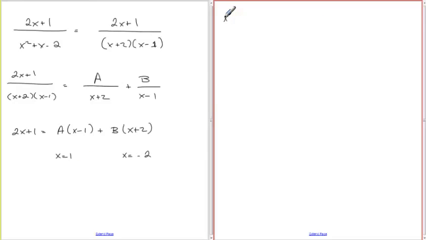So let x equal 1. So we get 2 times 1. Okay, so I have to put 1 in there. And then we have a times 0 plus b times 1 plus 2. And so this is 4, and that's 3, sorry. 2 plus 1 is 3. 3b. So b in this case is positive 1. The last time it was negative 1.